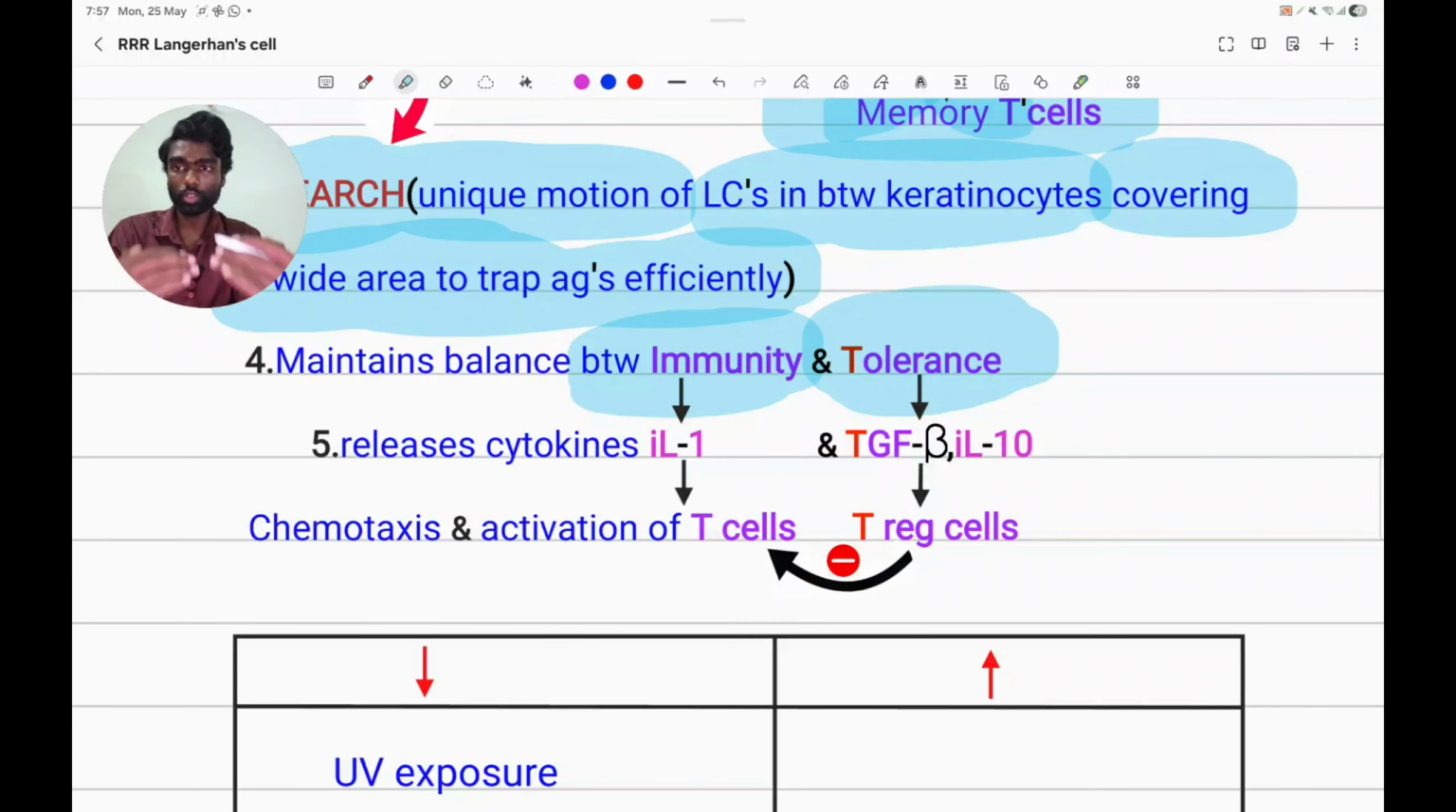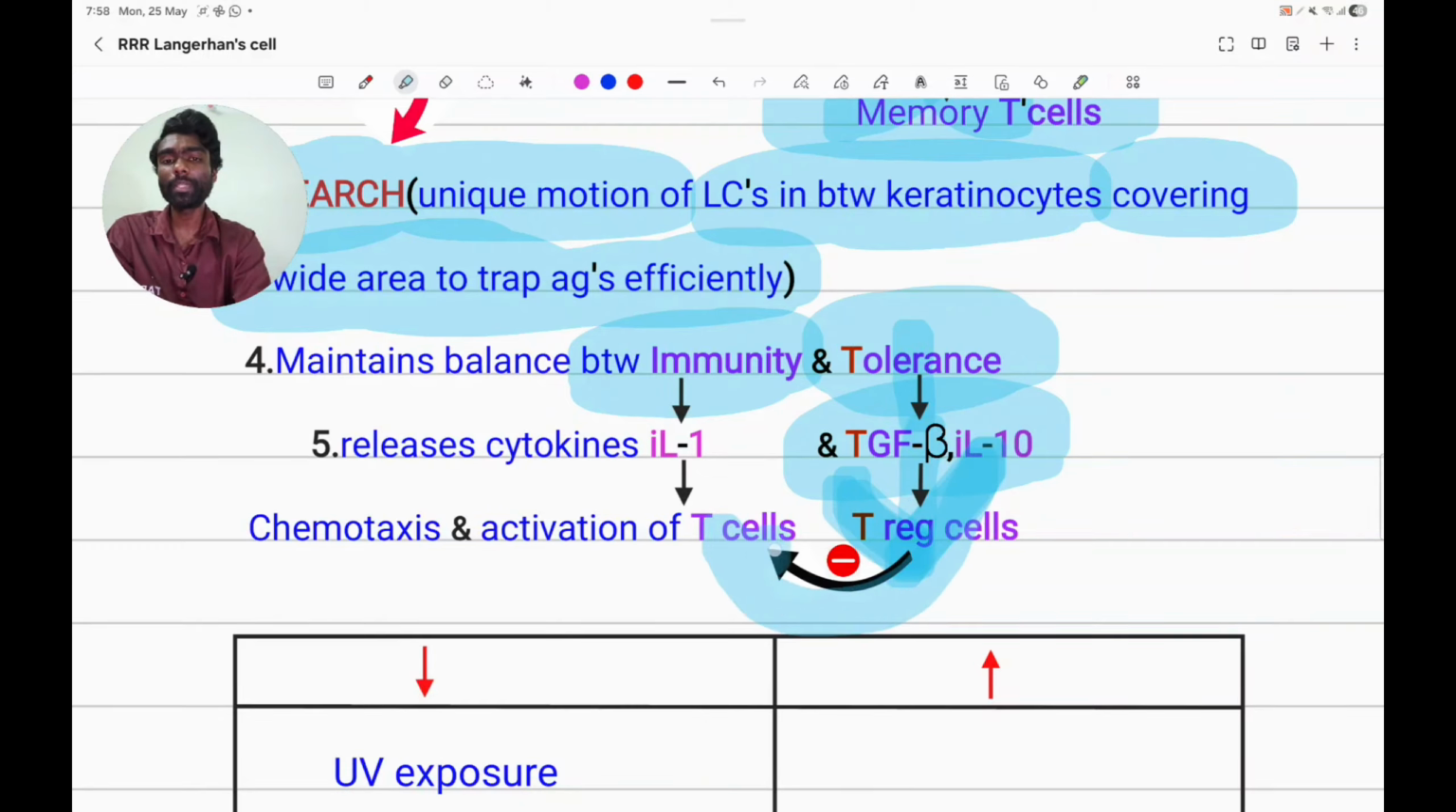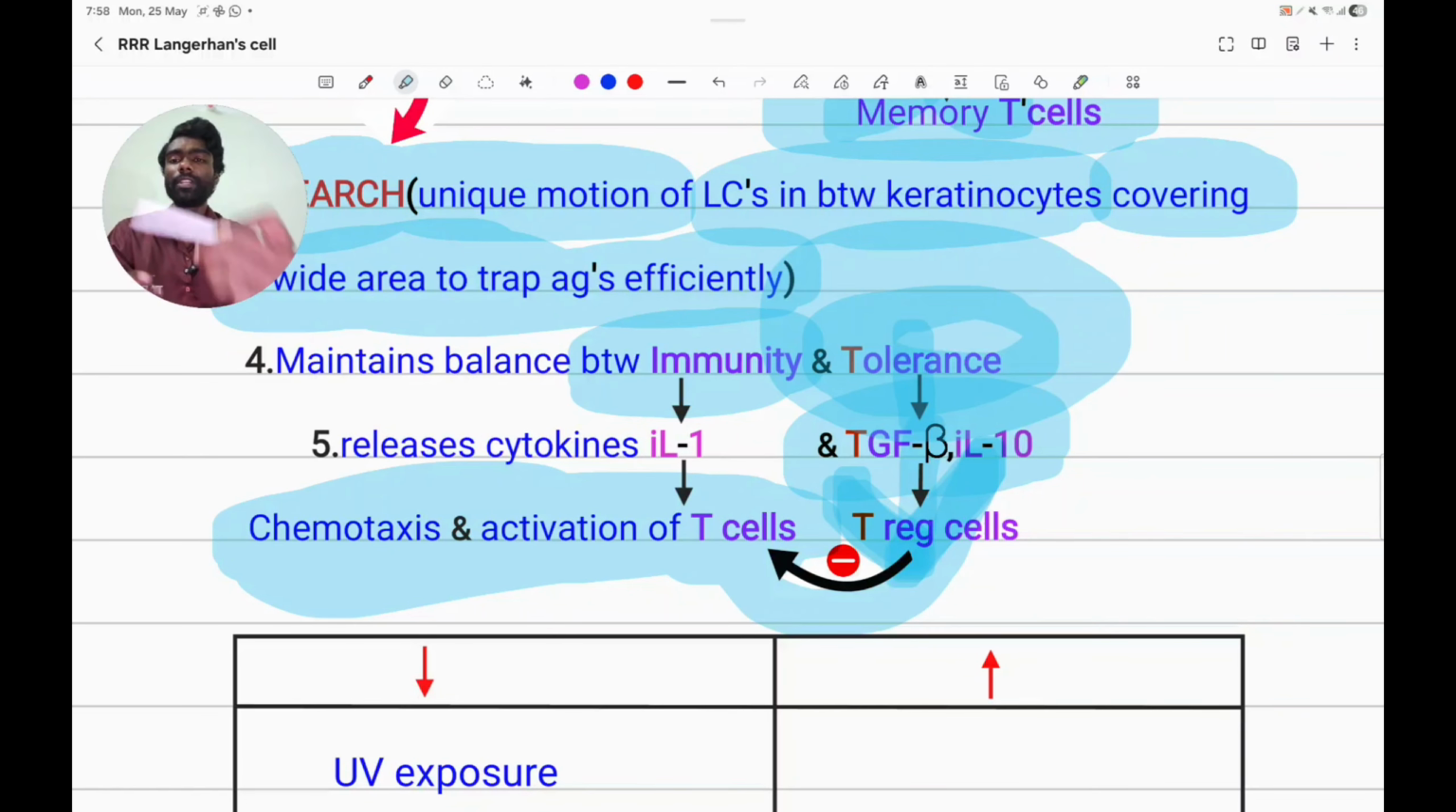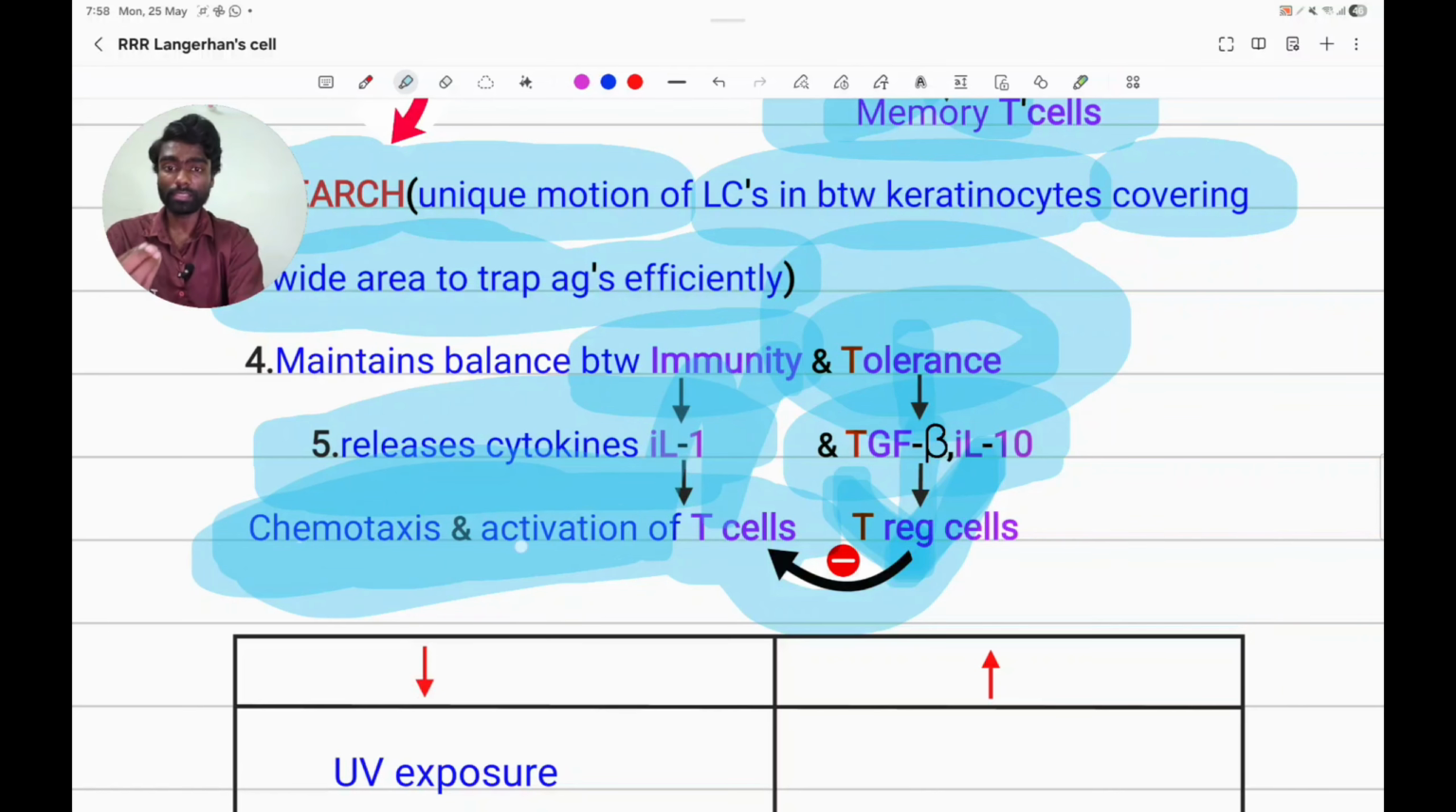If we have tolerance, we won't get autoimmune diseases. We will differentiate between a self antigen and a foreign antigen. When a self antigen like a dead keratinocyte is engulfed by the Langerhans cell, it will release cytokines like transforming growth factor beta, interleukin 10 and activate T regulatory cells, which will inhibit activation and chemotaxis of the T cells. So it won't allow unnecessary immunity against our own antigens, that is tolerance. With a foreign antigen, it produces immunity. While producing immunity, it will release cytokines like interleukin 1, which will produce chemotaxis and activation of T cells, which will destroy the foreign antigen.